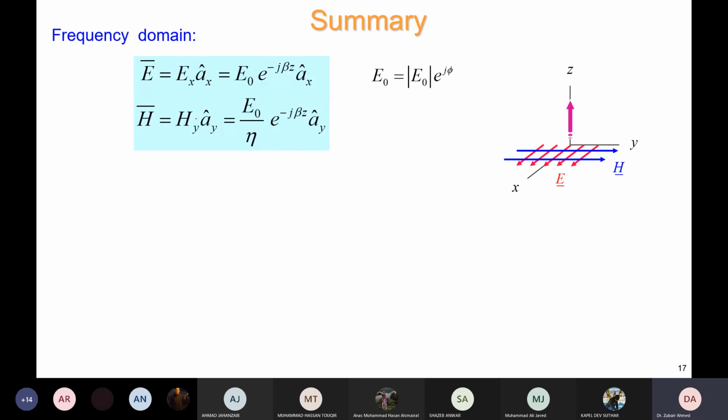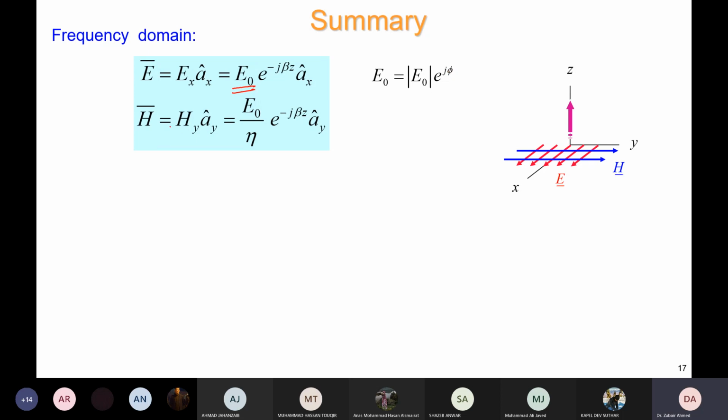So here's the summary of today's lecture. In frequency domain, electric field has only X component. These red arrows are showing electric field is oriented in the X direction. And this E naught in general can be a complex number. It can have a magnitude and phase. So if we have some reference phase in the cosine signal, then this phi will be some positive or negative number.